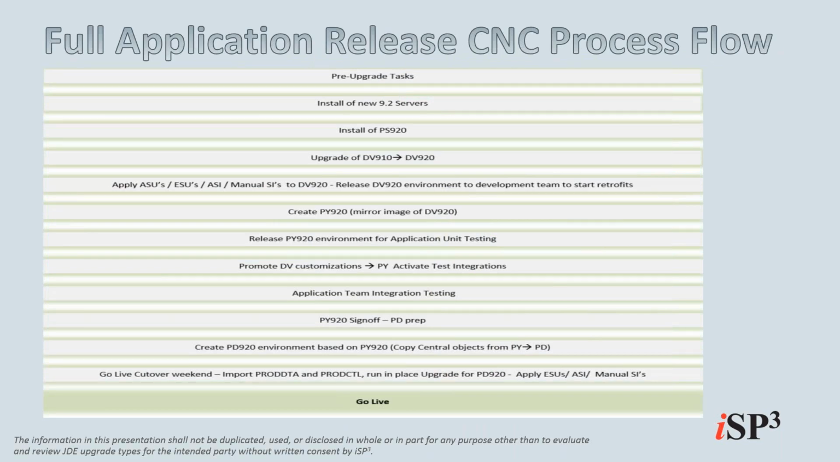So now I just want to quickly go over the process flow. These are the milestones. So hitting high level, these are the tasks that you would do for an application release, and then we'll go over the tool side too, so that you can see the difference. But pre-upgrade task number 1, that is a critical process. If you do not prepare properly, you're going to have a really bad upgrade.